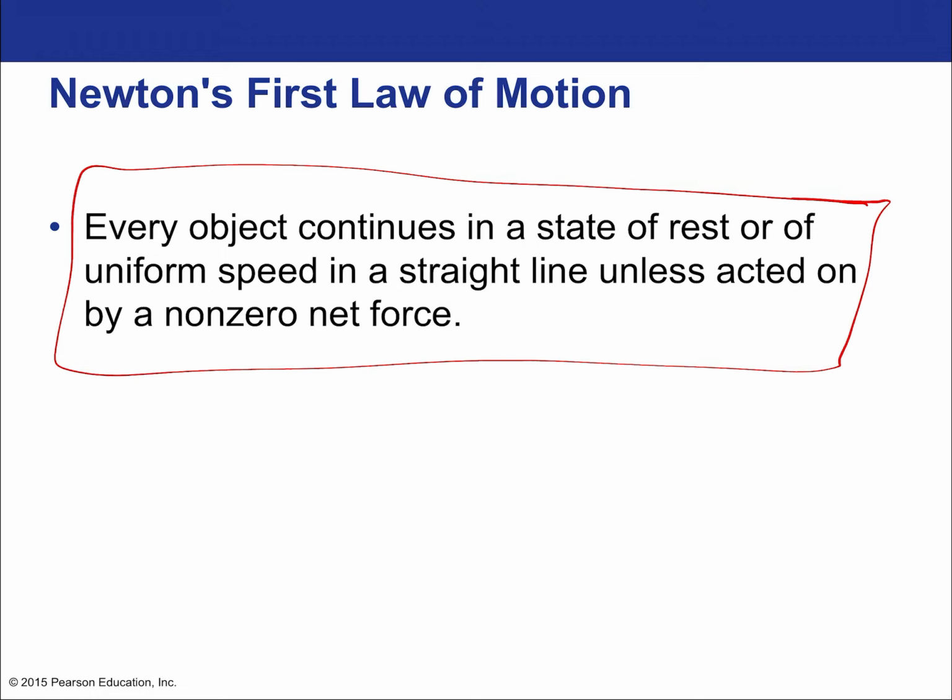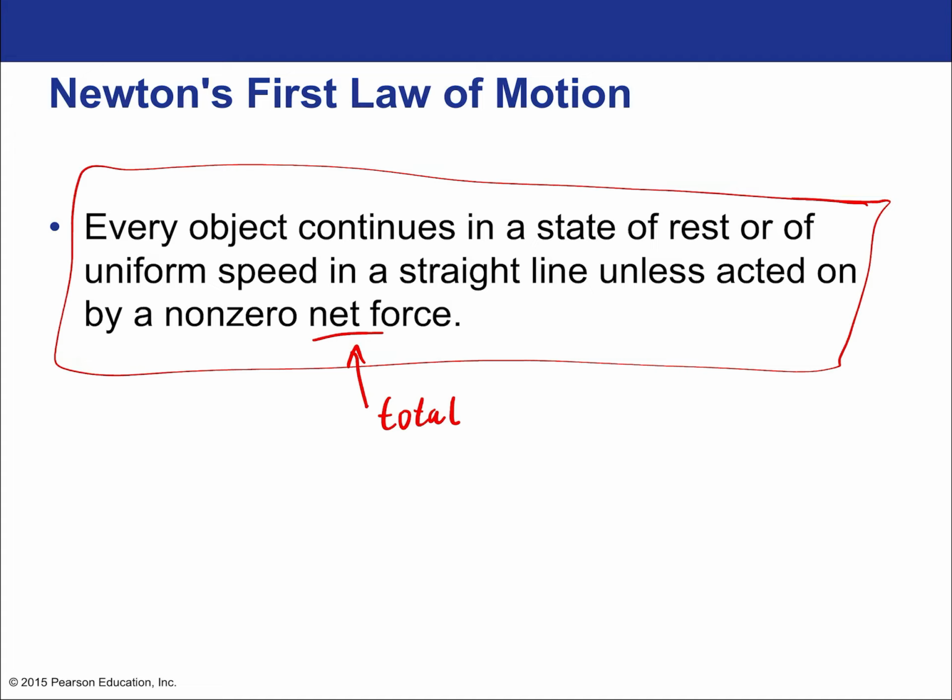Every object continues in a state of rest or of uniform speed in a straight line unless acted on by a non-zero net force. There's a bit to unpack there. What is net, right? Well, net means total, right? It's a word that we use in mathematics and physics to mean total. It's a sum of many things. So if I have a push from one direction and a push from the other direction, then the net would be the sum of those two pushes, okay?